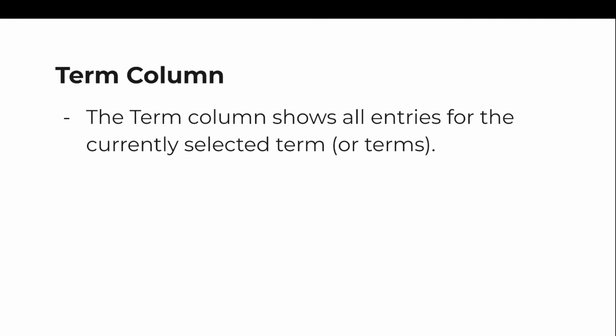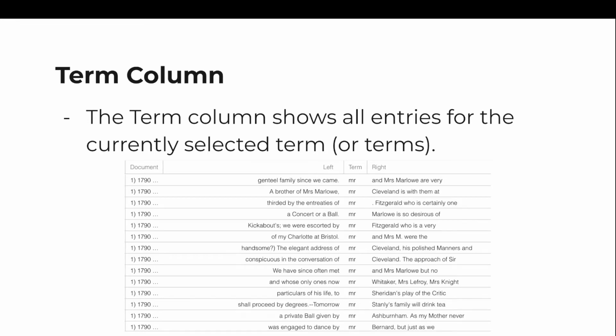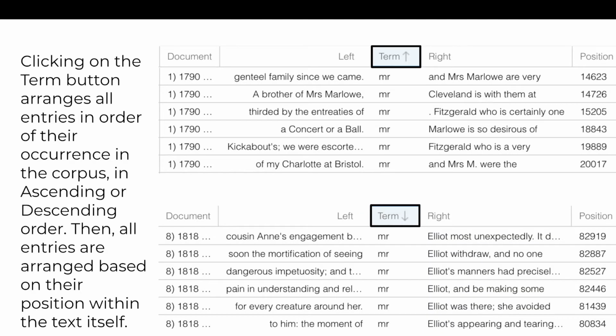The term column shows all entries for the currently selected term, or terms. Clicking on the term button arranges all entries in order of their occurrence in the corpus, in ascending or descending order. Then, all entries are arranged based on their position within the text itself, that is to say, the order in which they appear in the document and/or corpus.